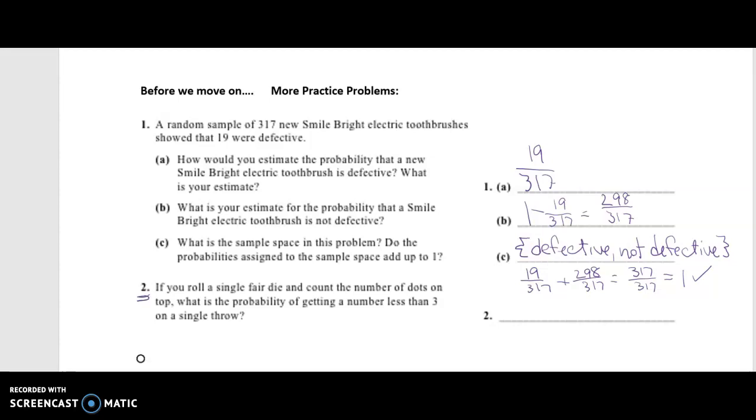Number 2, if you roll a single fair die and count the number of dots on top, what's the probability of getting a number less than 3 on a single roll? Well, the numbers we could get are 1, 2, 3, 4, 5, and 6. We're looking for numbers less than 3. That's a 1 or a 2. So you have a 2 out of 6 probability, or 1/3.